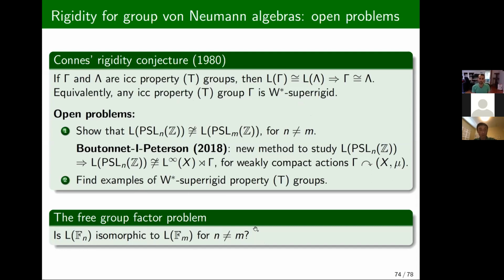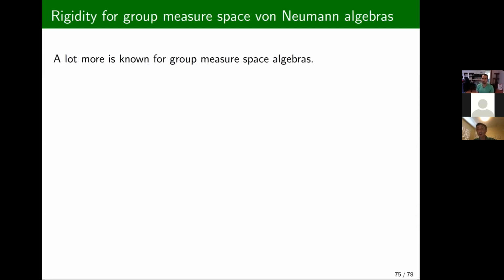And I have one more slide to show you, which is about group measure space algebras. What I want to tell you there is that in contrast to group von Neumann algebras, a lot more is known. That's a different and much longer story that I don't have time to tell, but let me just mention two results here, which in some sense you can view as group measure space analogs of this Connes rigidity conjecture and free group factor problem. These are from about 10 years ago.